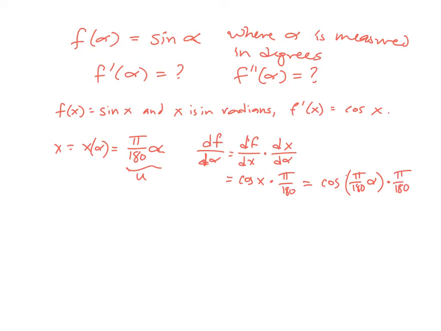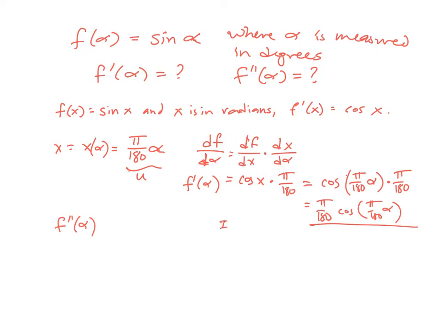It's a little more complicated than just cosine of x. Okay, that's the first derivative. I could put the pi over 180 in front if I wanted to. That's the first derivative, that's f prime of alpha. The second derivative, I need to take the derivative of the first derivative. And the first derivative was pi over 180 cosine of pi over 180 times alpha. And so I need to do the chain rule again.